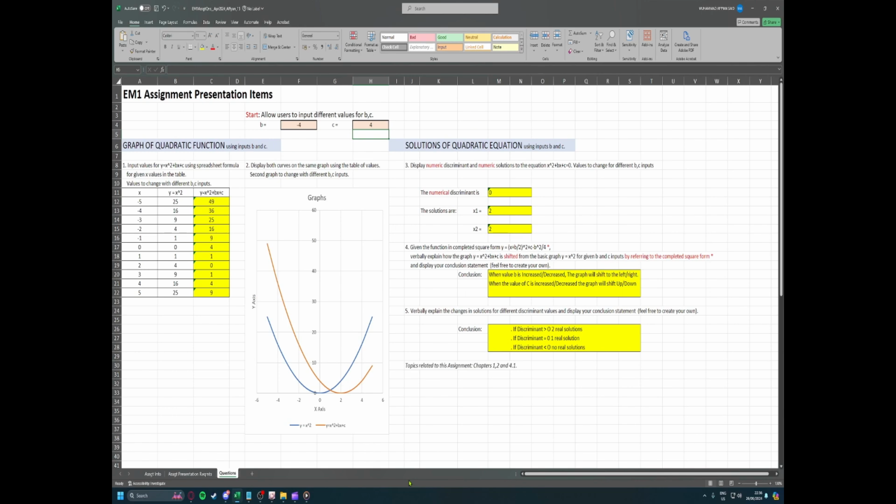The y values have now changed, and the discriminant is now equal to 0, and the solutions are both the same. Let's try with another pair of numbers where b equals -8 and c equals 16. As you can see, the discriminant is also 0 and the solutions are also the same. So therefore, when our discriminant is equal to 0, there is only one real solution.